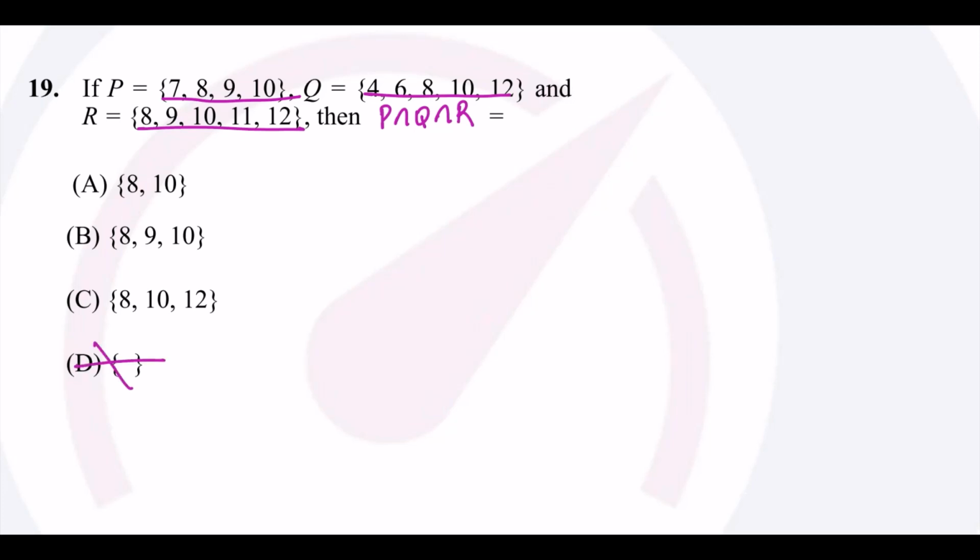Empty set? No. 8, 10, 12, alright, 8, 10, but this one has no 12. So that doesn't count. 8, 9, 10, alright, 8, 9, 10, 8, 10, no 9. So that can't even be used. 8, 10, so 8 and 10. So ding, our answer would be A. P intersect Q intersect R, what is common to all three sets, and that is 8 and 10.